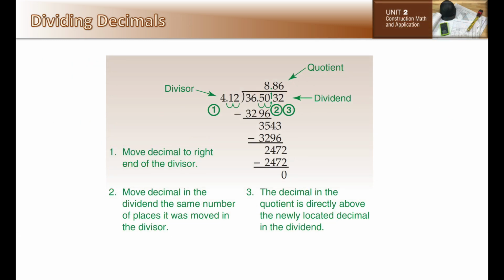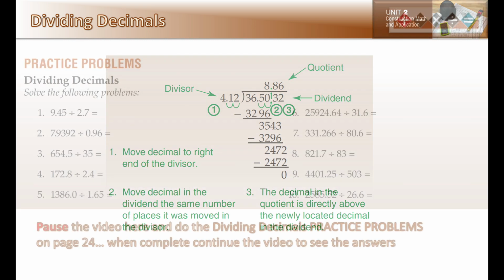Dividing decimals is identical to dividing whole numbers, except that the decimal point must be properly placed in the quotient. To place the decimal point in the quotient, count the number of places to the right of the decimal point in the divisor. Add this number of places to the right of the decimal point in the dividend and place the decimal point directly above in the quotient.